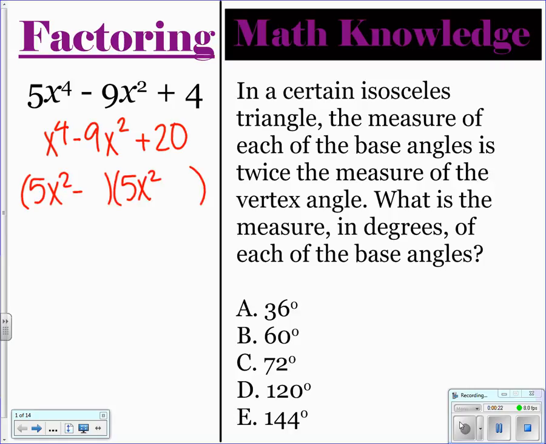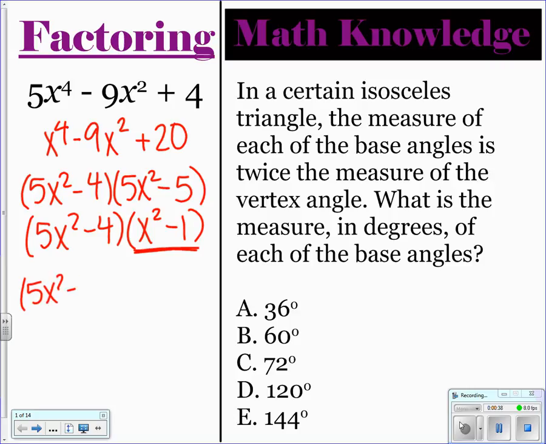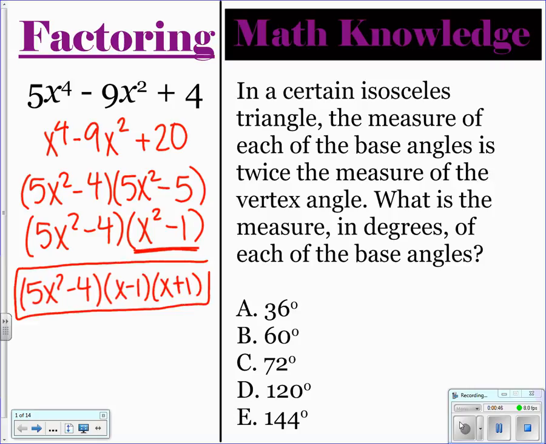And the two numbers you're going to want to use are -4 and -5. This first one is not going to reduce. The second one is going to become x squared minus 1. Now on this one, x squared minus 1 will actually factor further. So we have 5 times x squared minus 4, and then we're going to have x minus 1 times x plus 1. And so that would be your answer for this factoring question.